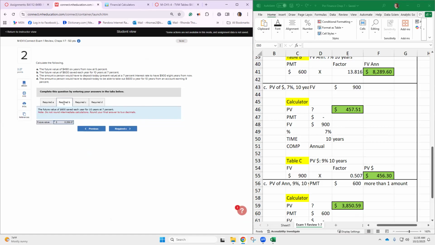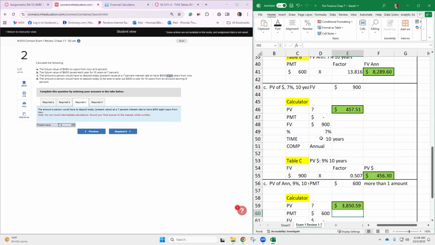Okay, if you get one that is wrong, try again. Okay, mine says the amount a person would have to deposit today at 7% to have 8 years from now. That's what's wrong. So my time was wrong. But once again, I don't have to do a whole lot of work to make this happen. I do have to go look up the factor. I misread it.